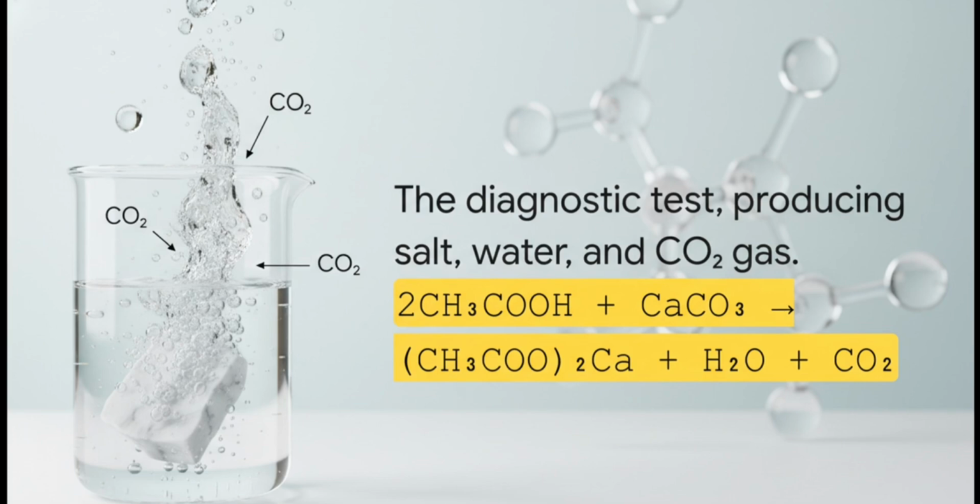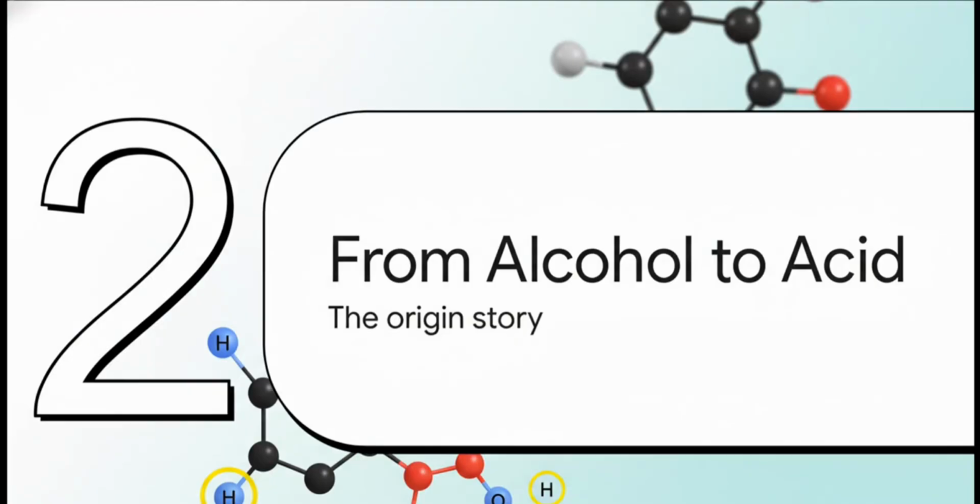That flood of bubbles is your unmistakable proof that you've got an acid. Okay, so we know how ethanoic acid behaves, but where does it actually come from? Well, that brings us to its origin story, how we make our acid from a simple alcohol.